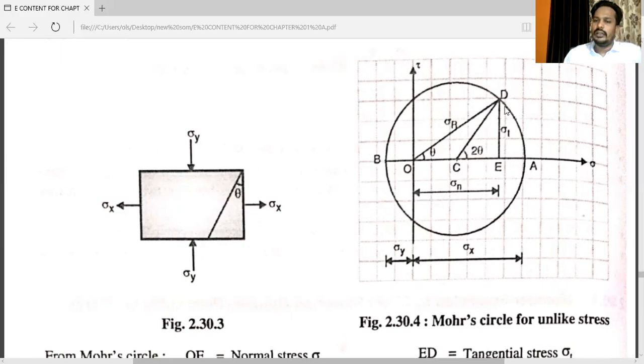See this line CD, the angle ACD, that is 2 theta. The vertical line shows tangential stress. This line, origin to D point, shows the resultant stress. And this horizontal line, that is the O to E line, shows normal stress.